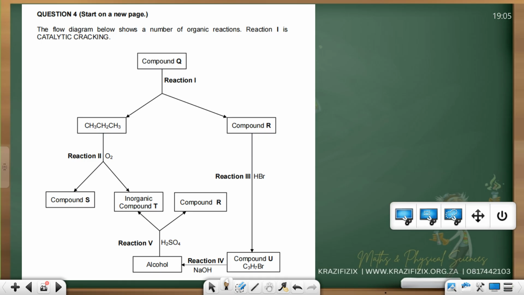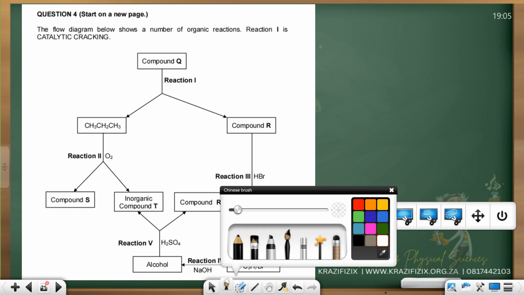Okay. The flow diagram below shows a number of organic reactions. Reaction 1 is cracking. What is cracking? To break down. When you take something and you crack it, it becomes what? Smaller. All right. So reaction 1 is cracking. It breaks down into 1 and 2. Okay. And then we have reaction 2. What do you notice about this compound?